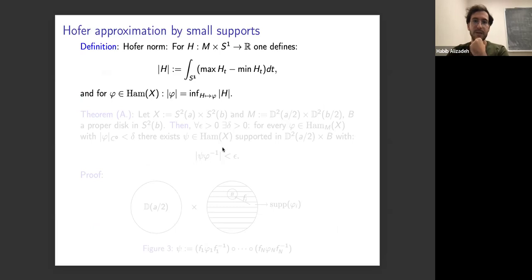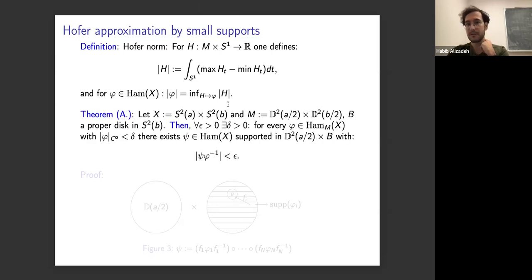I will remind you of the Hofer norm again. We'll have a statement about Hofer geometry, which will be very useful in the proof of continuity of spectral estimators. So the Hofer norm for a smooth Hamiltonian is defined by the integral of max minus min. And if you're given a Hamiltonian diffeomorphism, you define the Hofer norm of phi as the infimum of the Hofer norm of H, such that phi is the time one map of the isotopy generated by H.